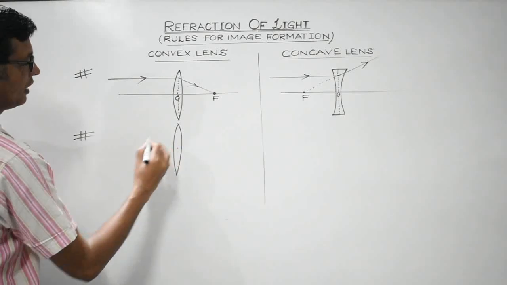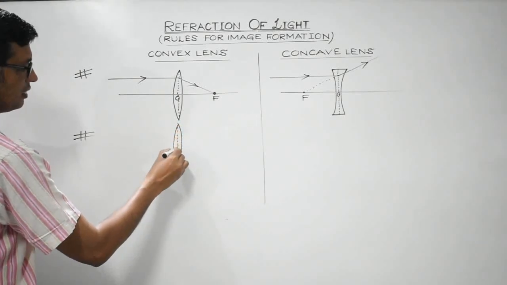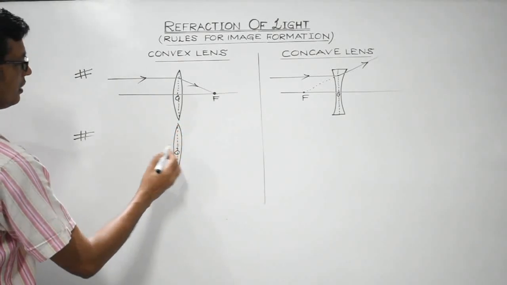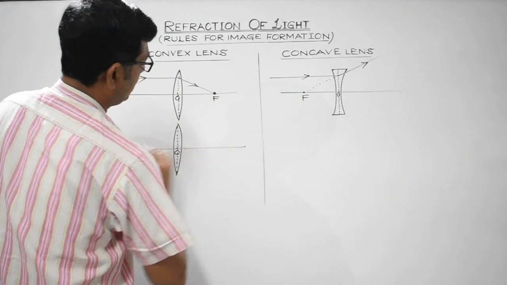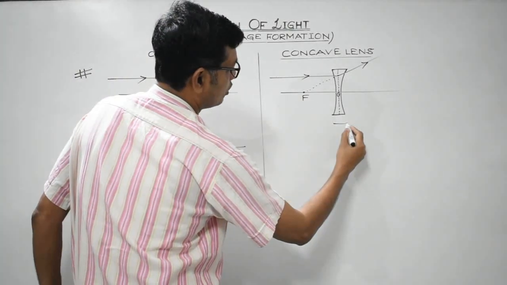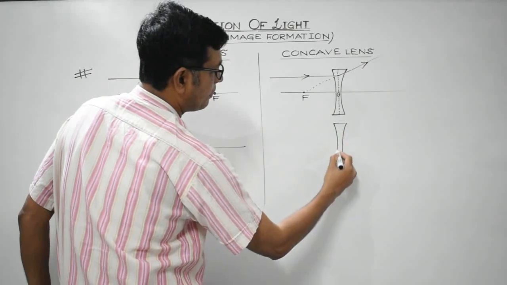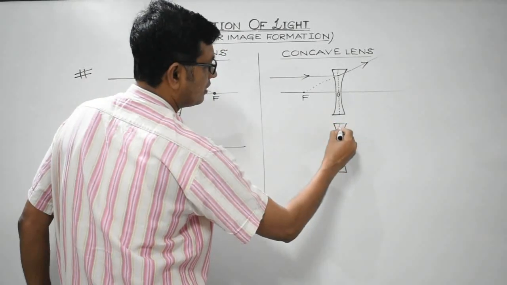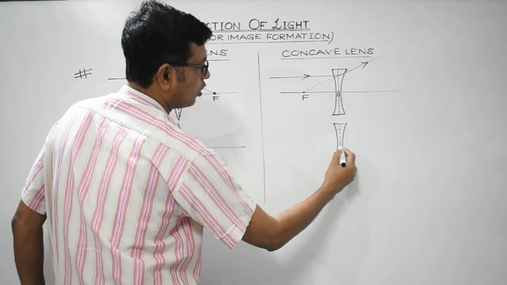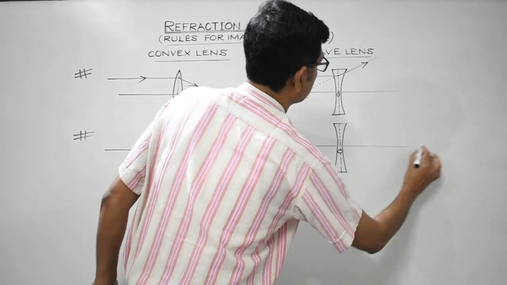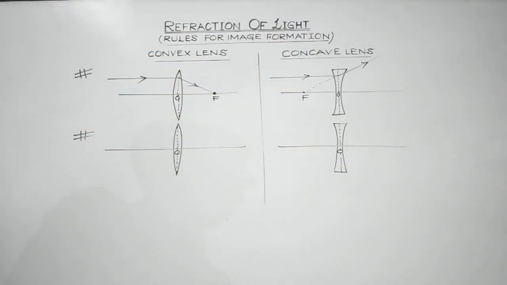Again, for both the cases we will discuss. This is the reference line and this is the optical center. This will be the principal axis. So the same rule will be applicable in the case of concave lens as well, right? This is the optical center and let us consider this to be the principal axis.